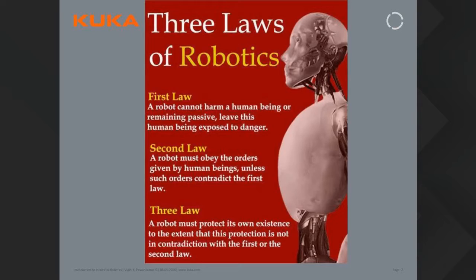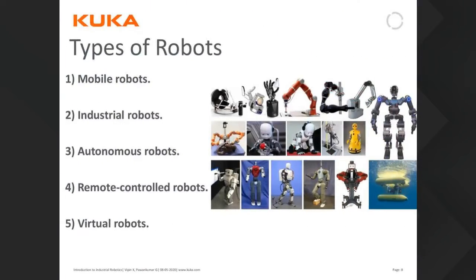The third law says that a robot must protect its own existence, but without violating the second law and the first law. It should protect its own existence, obey human orders, and not harm humans. That is the general law for robotics.